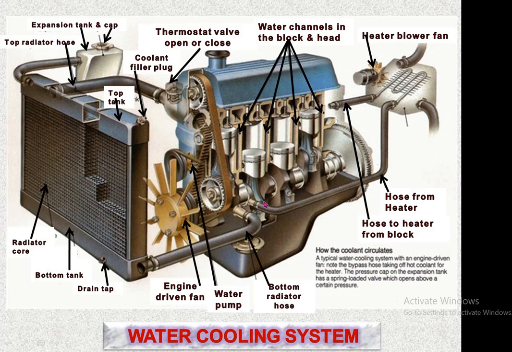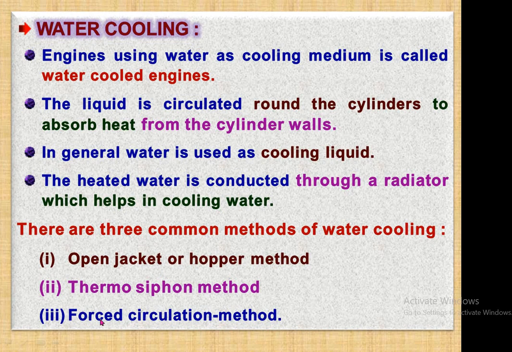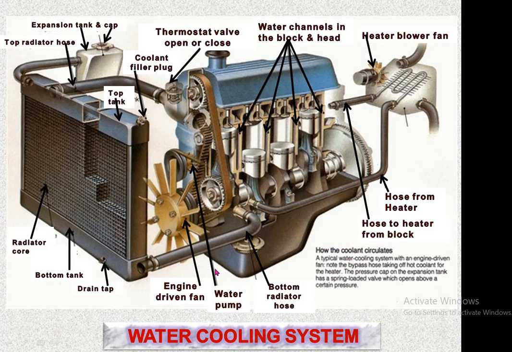This is the water cooling method which employs the radiator system that we have seen. Third method, that is the forced circulation method. From the figure we can see the mechanism of this water cooling method. In this is our cylinder piston system, which is fitted in the engine block. First, second, third, fourth, means a 4-cylinder 4-stroke engine is there.